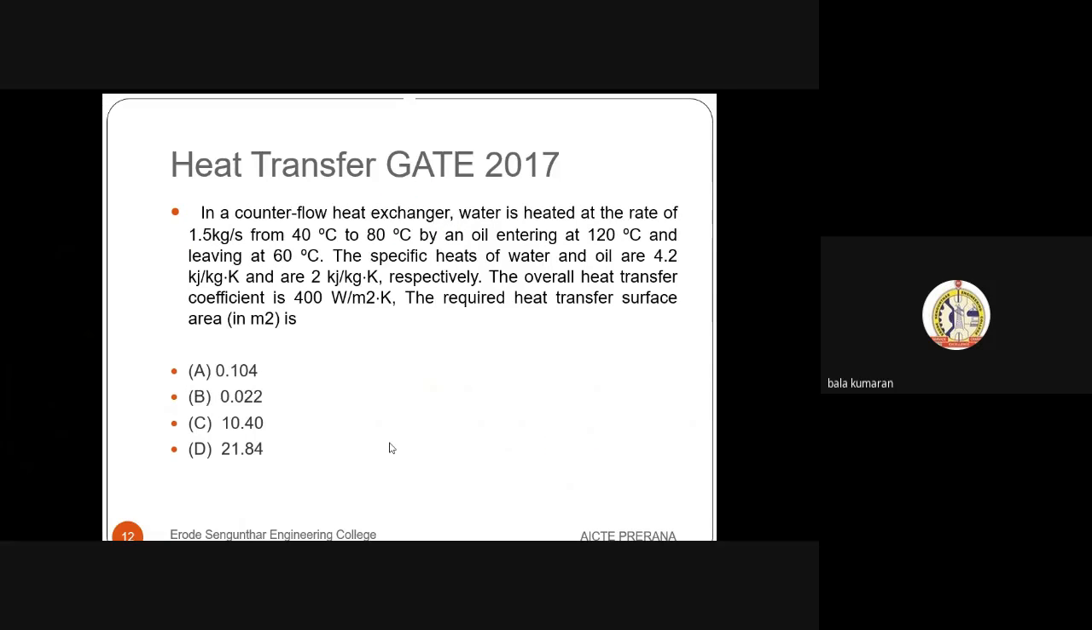The next question was also asked in GATE 2017. It's also a one mark question, from the same heat exchanger topic. I'm going to read the question.